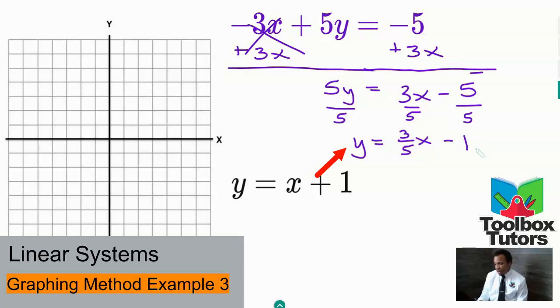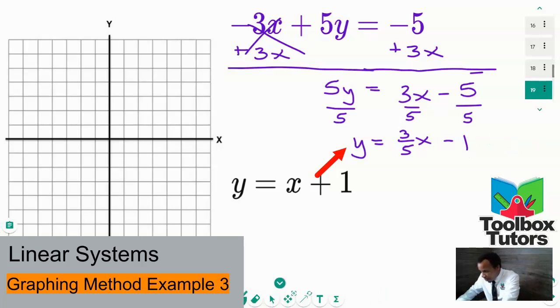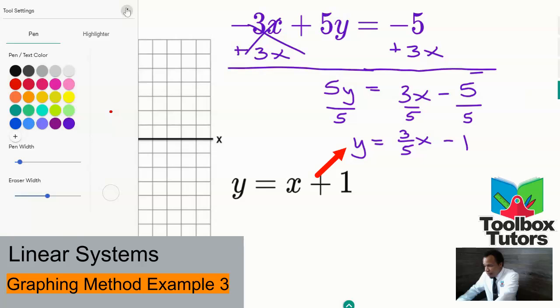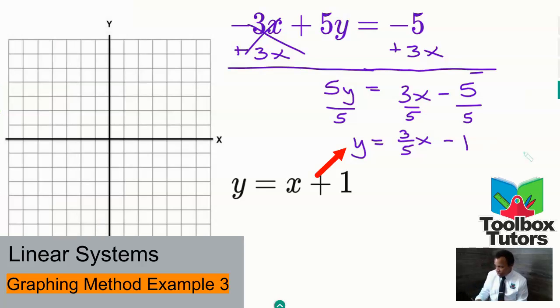From here, we can use our y-intercept, which is negative 1, as the point. Use a different color so it won't be so jumbled together. This will be 0, negative 1. That'll be our first point, and it'll go here, since this is our y-intercept. And our slope would be 3 over 5. They're both positive. Positive 3 tells us to go up on top. Positive 5 on the bottom tells us to go to the right.